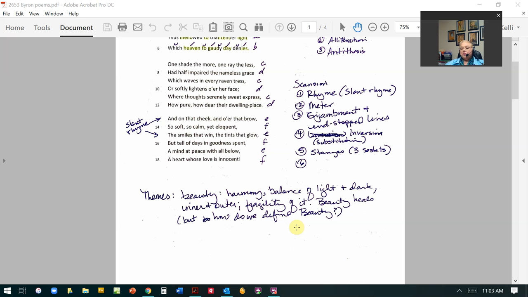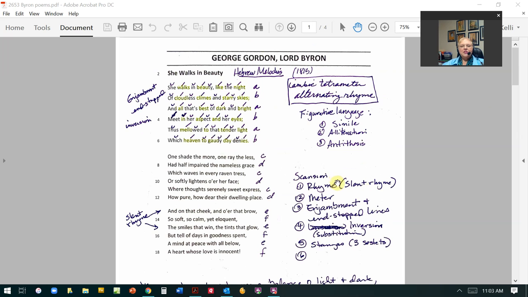Now, one of the things your book does not talk about in this, which I don't know why, is that this poem is beautiful, right? Anybody would love to have this poem written about them. But Byron wrote this as satire. The story goes that there was a young woman who had recently been widowed. Now, she had been married to a much older man.